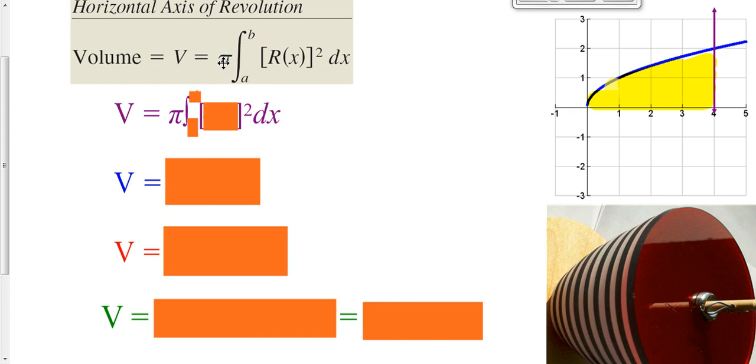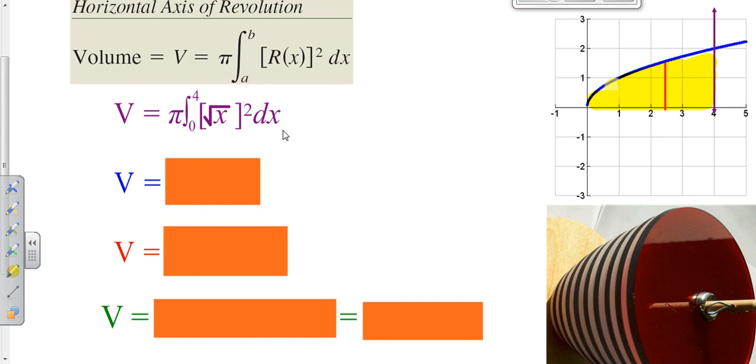We have our pi. We need to have our lower bound and our upper bound. Since it's a horizontal axis of revolution, we need to be dealing with x. Your bounds then are the left and right edges of where you're shading. You're starting at 0, going over to 4, so our bounds go from 0 to 4. Our radius is going to be going from our function to our axis of revolution. Our function is root x down to our axis of revolution, which is 0. So our radius is going to be root x minus 0. So we just get root x because subtracting 0 doesn't make a difference.